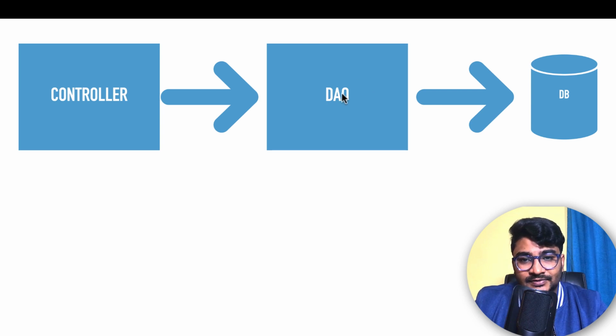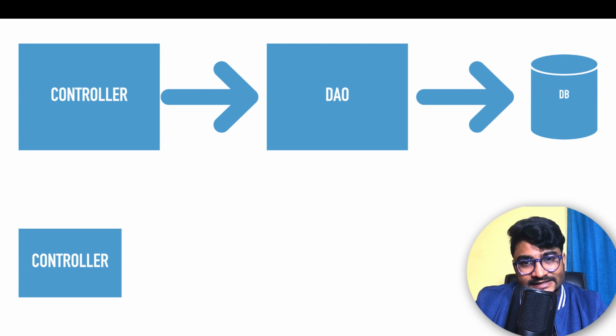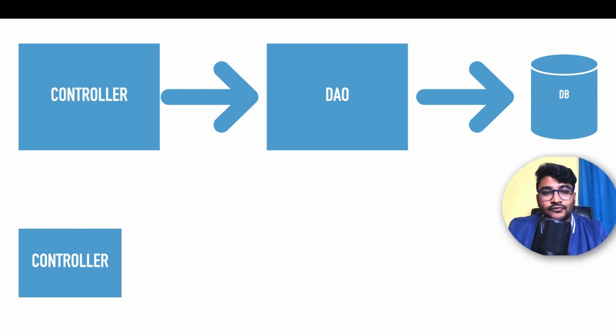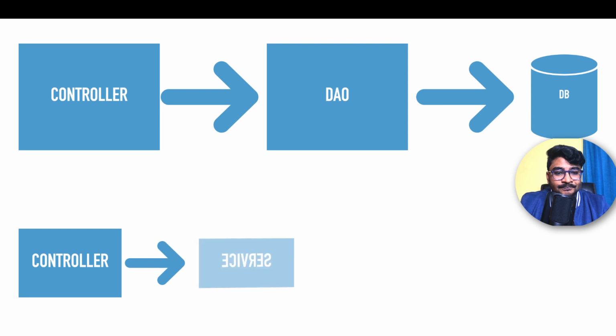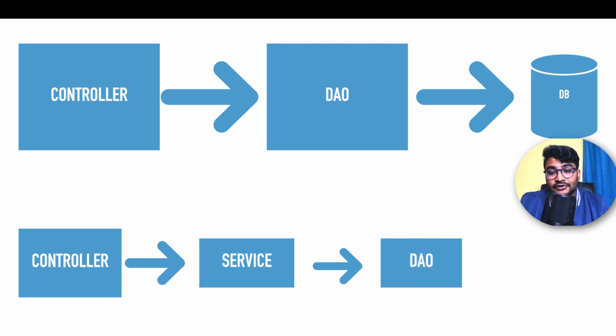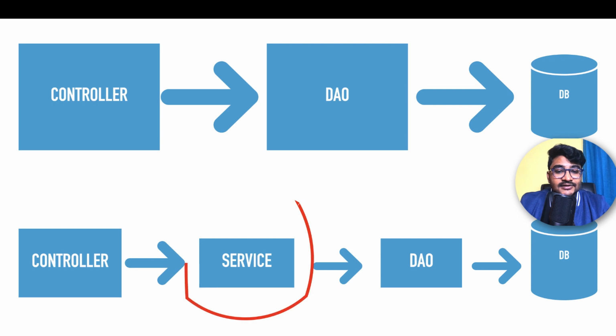Okay, so the actual things that are happening here, my controller is just calling some DAO methods. But here we are going to follow the industry standard, and we are going to introduce one more layer. And what is that layer? So right now the controller is going to talk to the service. Okay, the service is going to talk to the DAO. Now the DAO is going to talk to the DB. Okay, so this is the new layer that we have created.